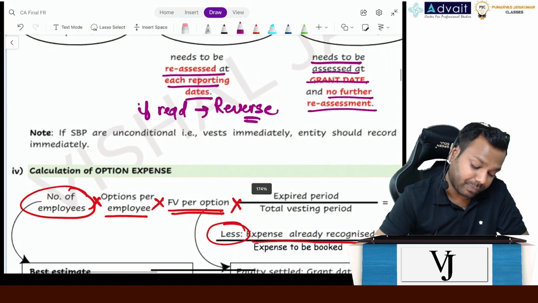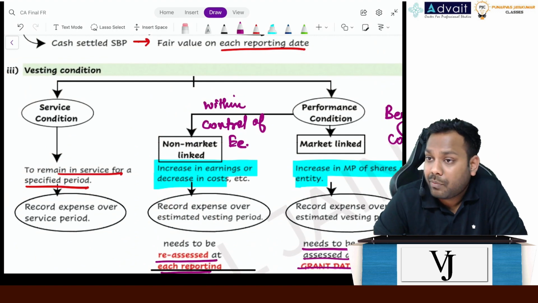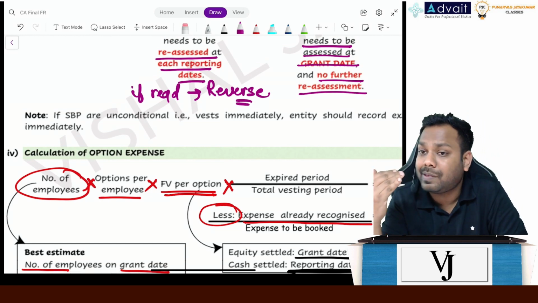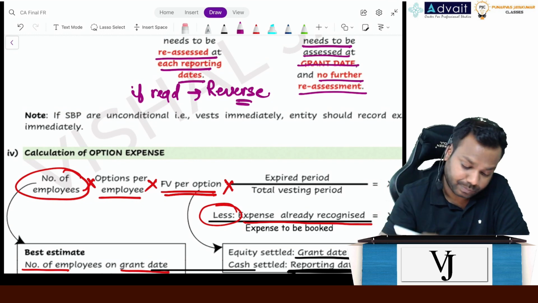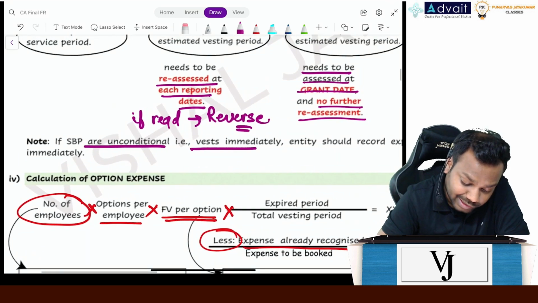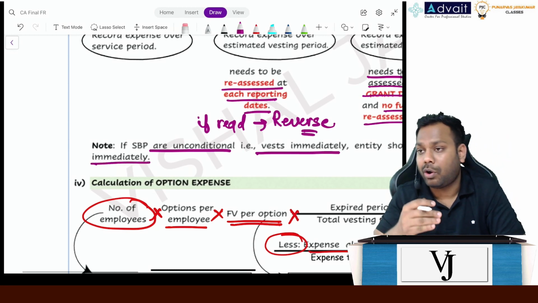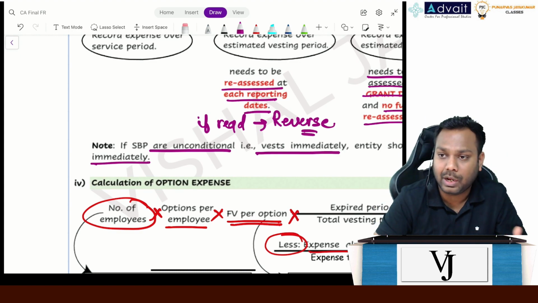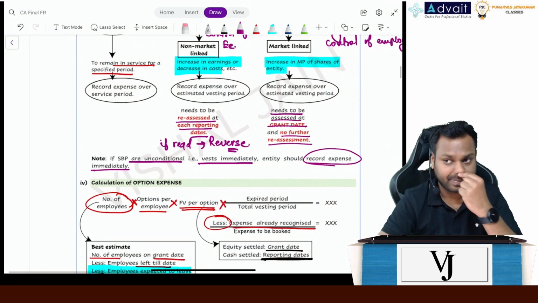Now, one more point. If the share-based payments are unconditional, we discussed the conditions, but what if it is unconditional? In that case, I will recognize the whole expense immediately, today itself, and record a share-based payment reserve. So basically, if the share-based payments are unconditional and vest immediately, the entity should record an option expense immediately, followed by a share-based payment reserve or a share-based payment liability. If it is equity settled, reserve. If it's cash settled, then liability. Is it clear, everyone, so far?